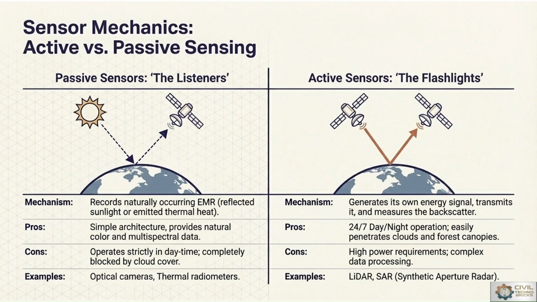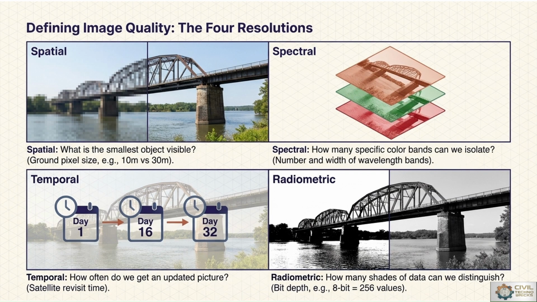From the day-to-day civil engineering point of view, if we have to study the sensor, then we can use passive sensors for small-scale areas. But for any construction project or detailed survey, we have to prefer active sensors which cover a large area. Image quality has four resolutions, basically: spatial resolution, spectral resolution, temporal resolution, and radiometric resolution. Spatial resolution determines the size of the smallest object visible in an image.